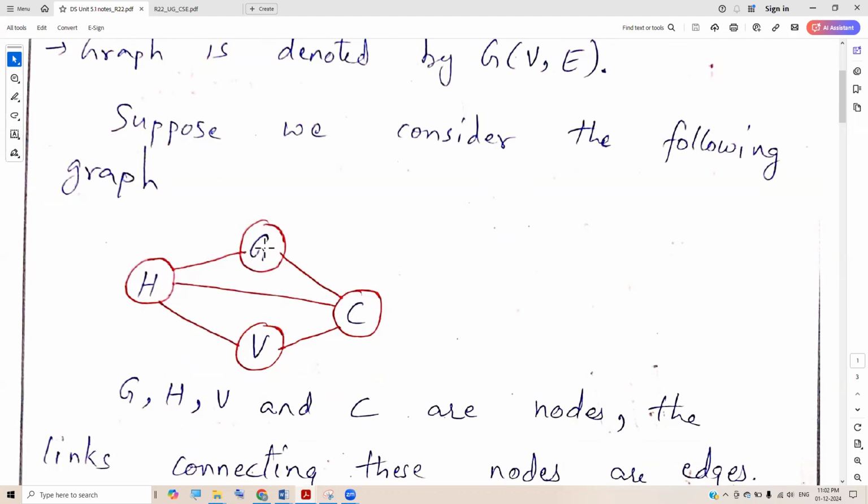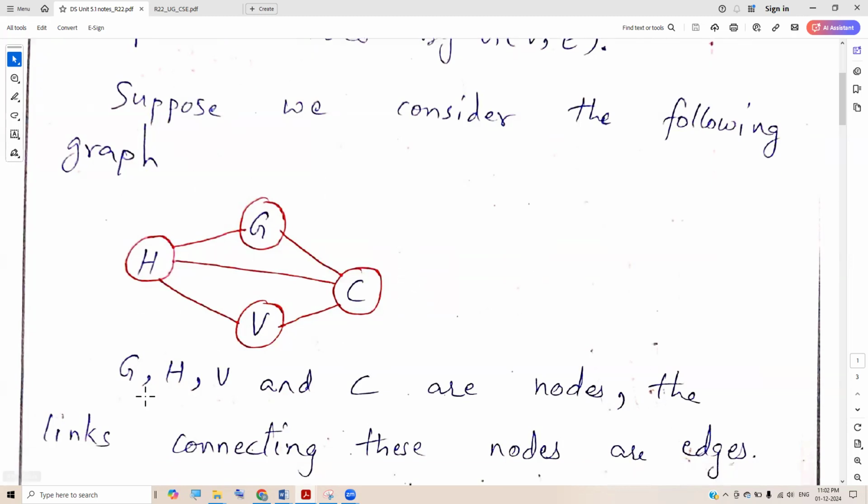We can travel via Guntur or we can travel via Vijayawada, or there could be a direct route from Hyderabad to Chennai. Such a diagram is known as a graph. Here, G, H, V, and C are called nodes or vertices. The links connecting the nodes, for example, between G and C, we have a connection. This link is called an edge.